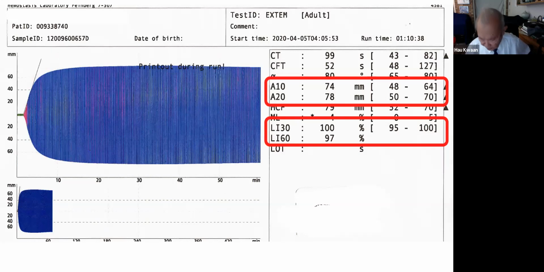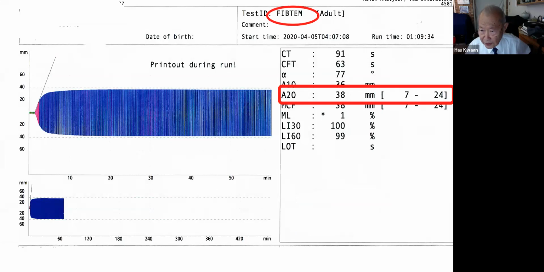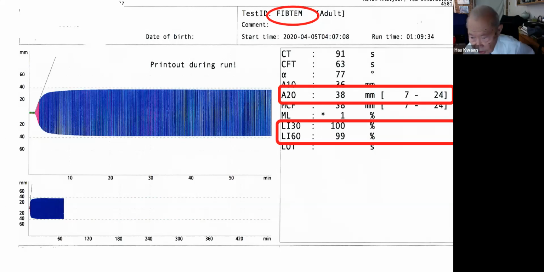You can separate the two by taking away the platelet function using the FibTEM here, and you can see it's much smaller. However, if you look at those numbers at 20 minutes, it's 38 millimeters. It still way exceeds the upper limit on the right of 24. And again, this one can also measure lysis, and there's no fibrinolysis.